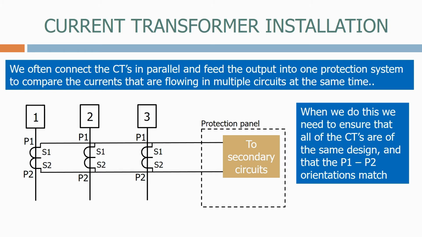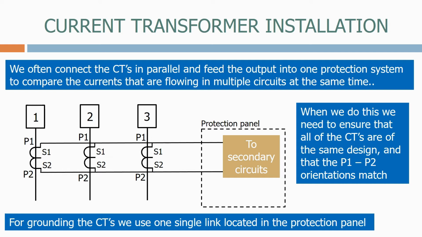When we do this, we need to ensure that all of the CTs have the same design and that the P1, P2 orientations match. For grounding the CTs, we use one single link located in the protection panel.